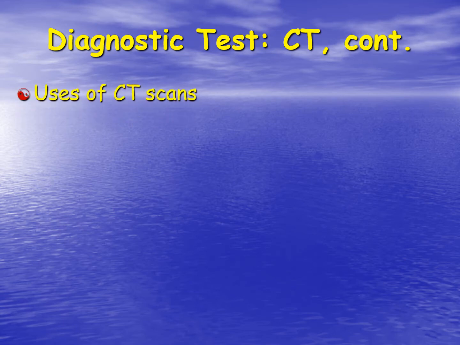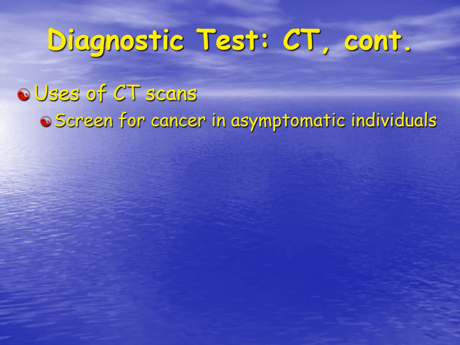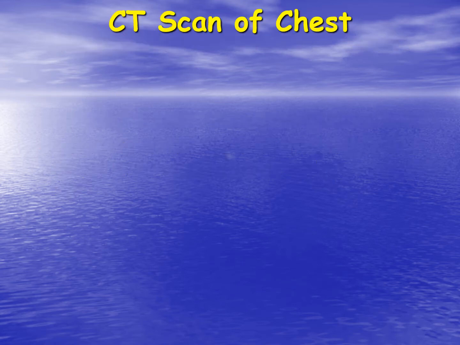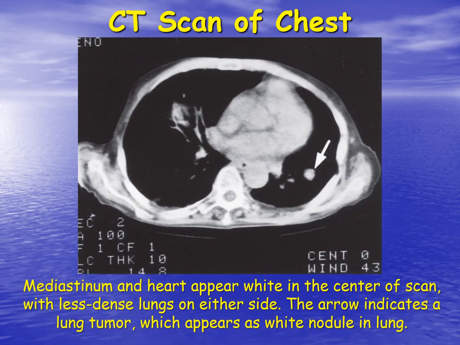So why would we want to use CT scans? Well, it can screen for cancers in asymptomatic individuals. It can detect abnormalities in internal organs that cannot otherwise be identified by standard films. And so this is actually a CT scan of the chest. And because this is all entered into a computer, I can get different views. So I actually can see a three-dimensional view.